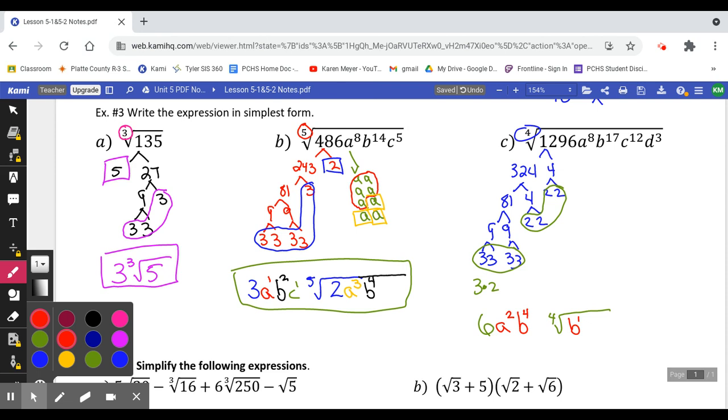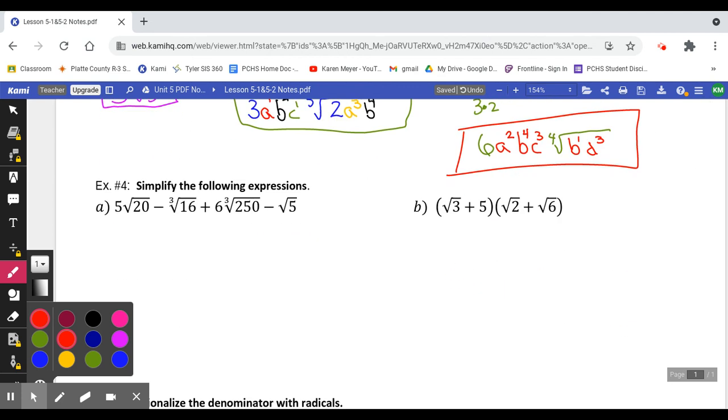For C's, I got 12. Well, I can get 3 sets out of those. So then I'm going to have C to the 3rd. And that uses all 12 of my C's. D, I only have 3 D's. So I can't take any sets out because I have to have at least 4 to take 1 out. So no D's come out. So all D's stay on the inside. And then we're done.